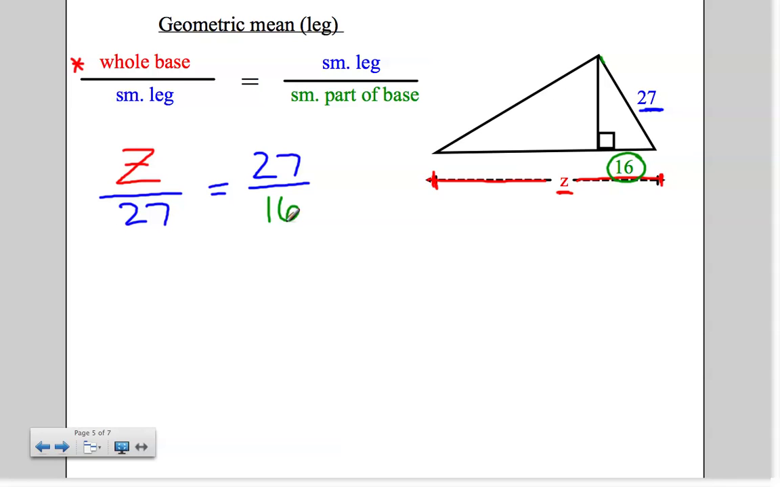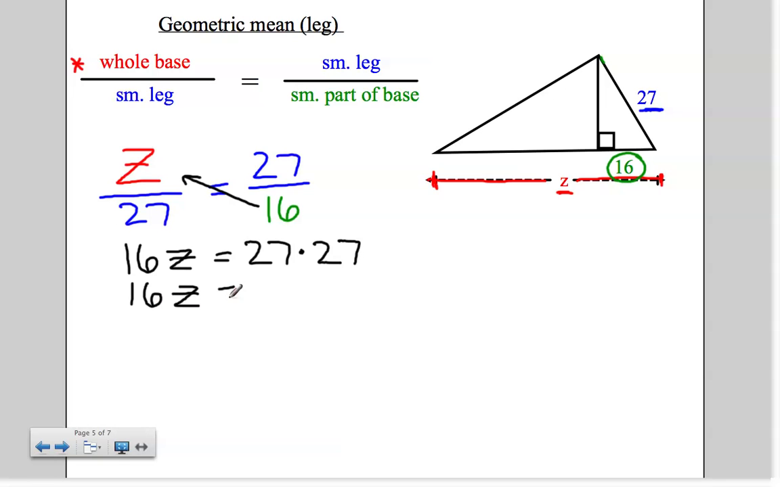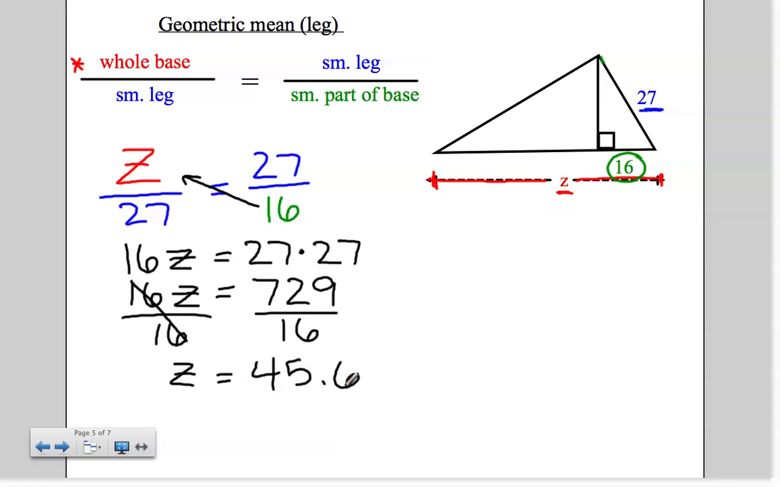To solve for this, just like the other one, we just cross multiply. 16Z equals 27 times itself, 27. So when I simplify that, 16Z equals 729. To get Z by itself, I divide by 16. I have to divide both sides by 16. This leaves me with Z by itself, and my answer is about 45.6. So Z is equal to about 45 6/10.